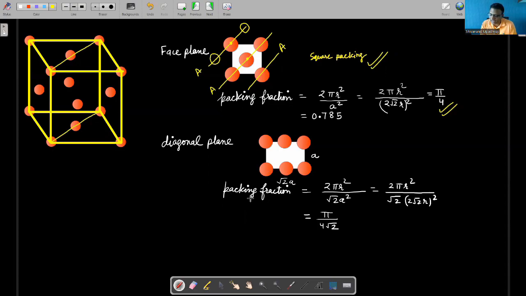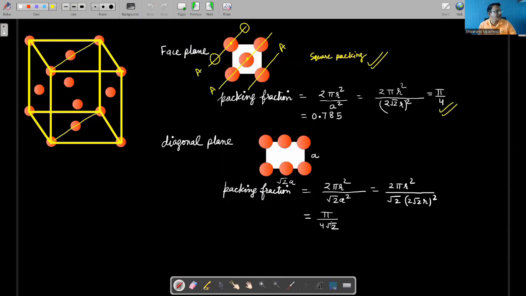From here, if I calculate the packing fraction, it is the same method, area occupied. This half and this is 1 by 4. 1 by 4 into 4 is 1, and half and half, so 2 atoms are there. So 2 pi r square upon the rectangular area, that is root 2 a squared, and a is equal to 2 root 2 r. If you simplify, you will get this packing fraction. So this is the diagonal plane of the face centered cubic metallic crystal. Face plane, diagonal plane. Now the third plane is important.